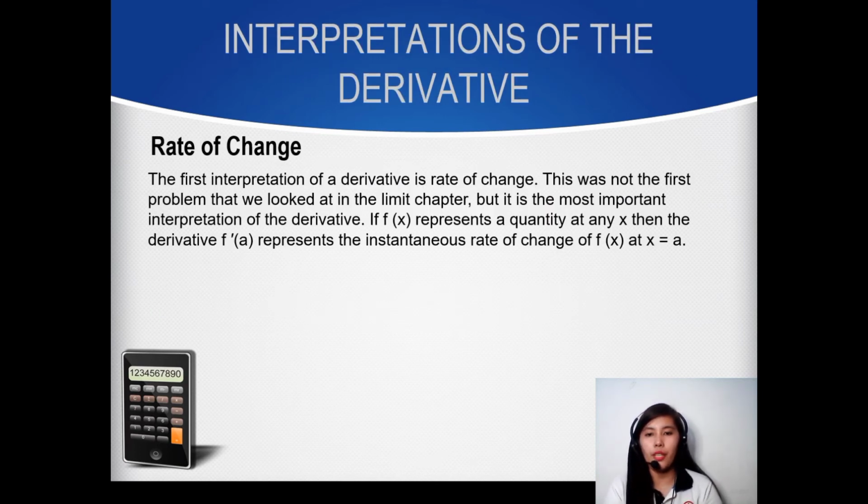Then interpretations of the derivative. The first interpretation of the derivative is the rate of change. This was not the first problem that we looked at in the limit chapter, but it is the most important interpretation of the derivative. If f of x represents a quantity at any x, then the derivative f prime of a represents the instantaneous rate of change of f of x at x is equal to a.